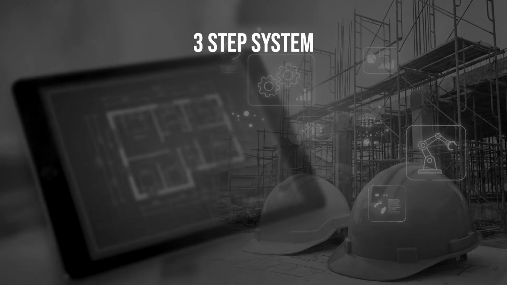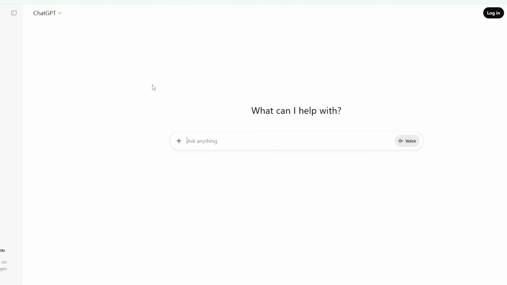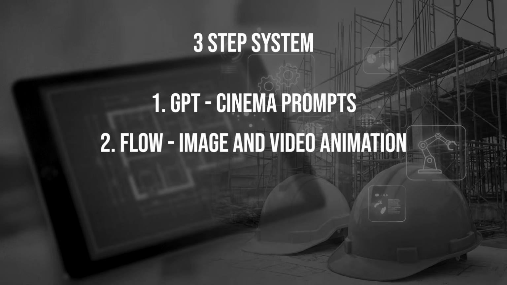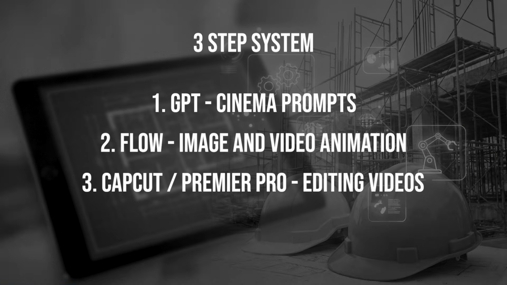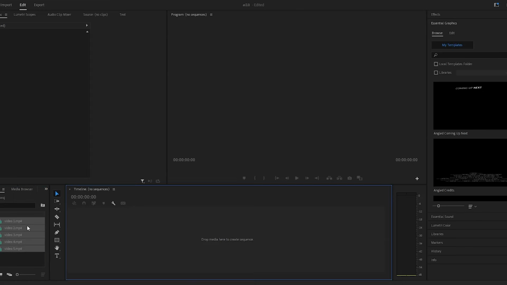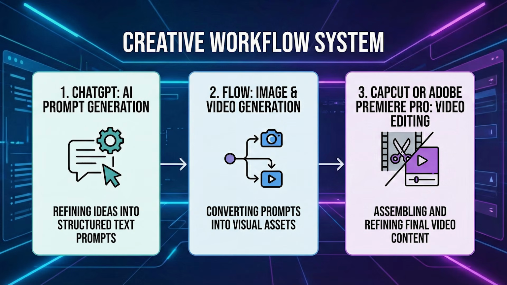Here's the simple three-step system. Step 1. Use GPT to generate structured cinematic prompts. Step 2. Use Flow to generate photorealistic images and animate them into construction sequences. Step 3. Edit everything in CapCut or Premiere Pro to create a smooth cinematic build. This system turns ideas into full AI construction videos.